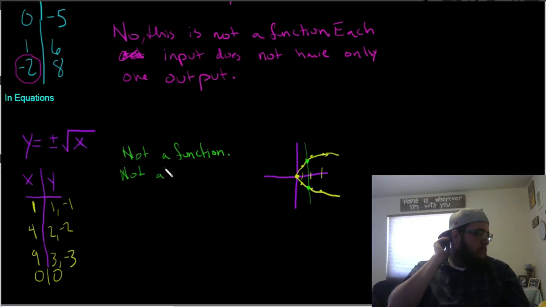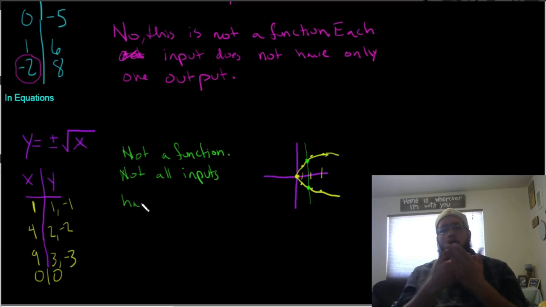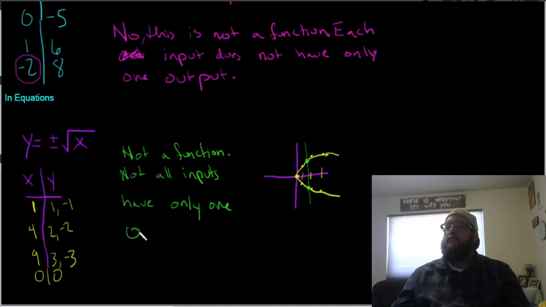Not all inputs have only one output. And you can write that like this, or you can write it how we did up here: each input does not have only one output. It's basically saying the same thing. You just have to communicate to me that not each of the inputs is bound to only one output. That's the big deal with defining whether something is a function or not.